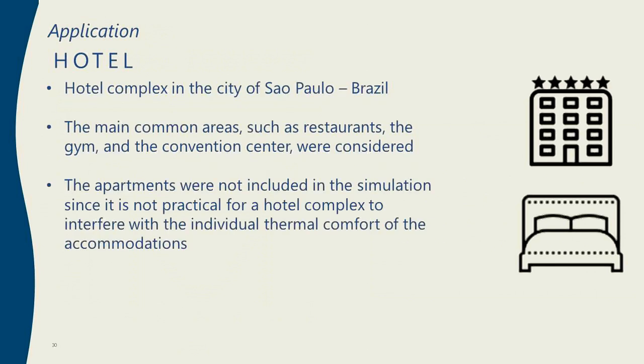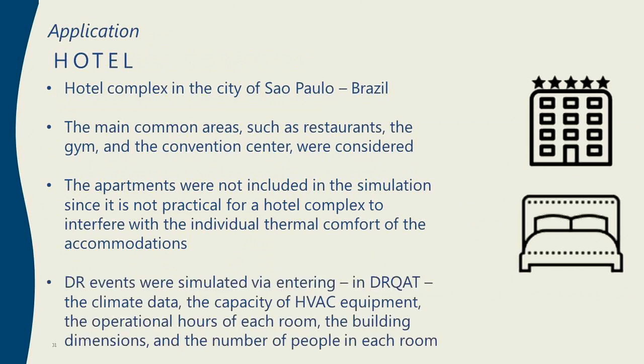The apartments were not included in the simulation since it is not practical for a hotel complex to interfere with the individual thermal comfort of the accommodations, which temperature is controlled by the guests themselves. DR events were simulated via entering in DRQAT the climate data, the capacity of HVAC equipment, the operational hours of each room, the building dimensions, and the number of people in each room.